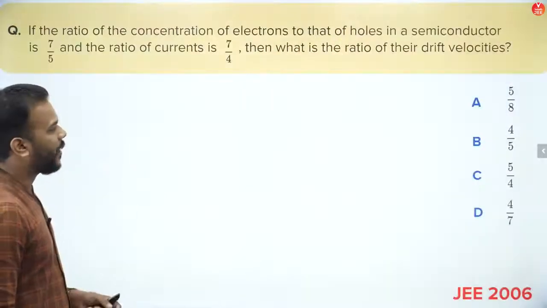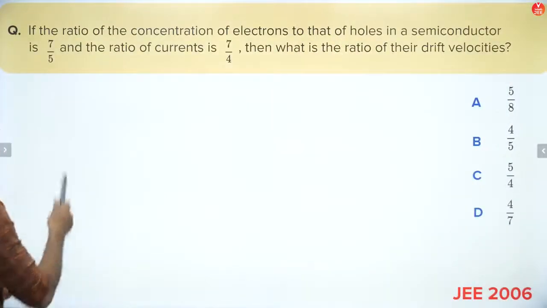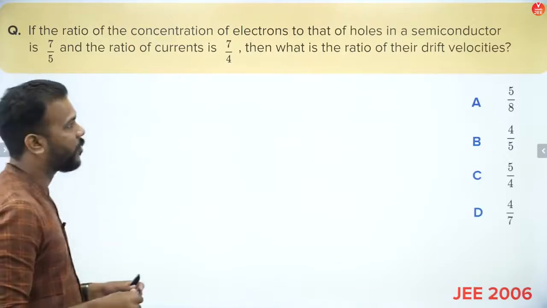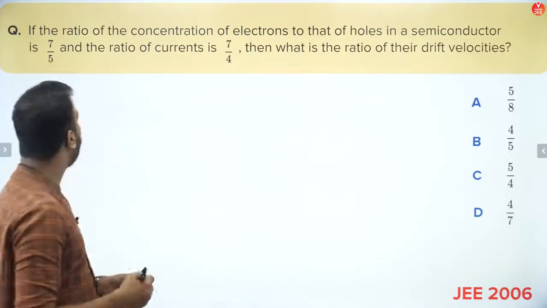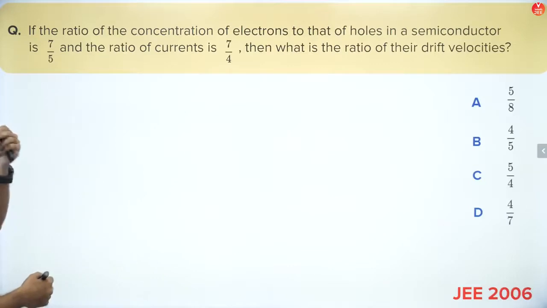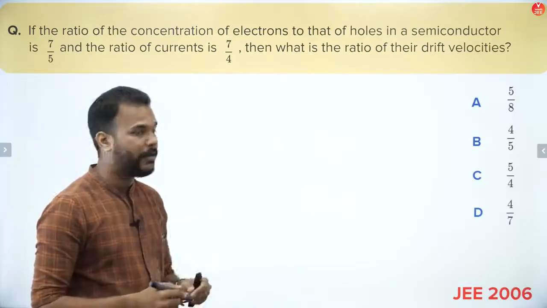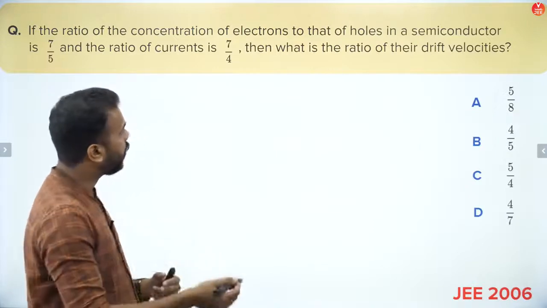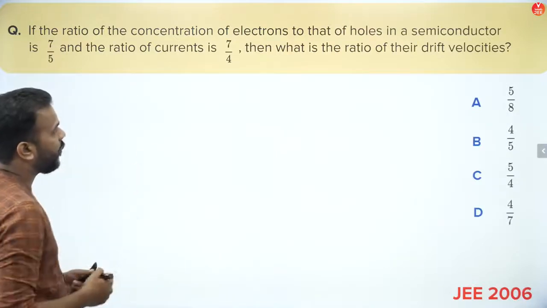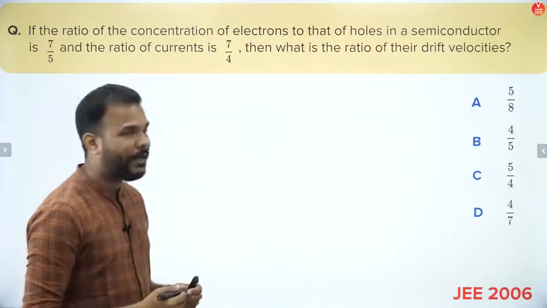Okay, cool guys. Moving on to the next question, it says that if the ratio of the concentration of electrons to that of holes in a semiconductor is 7/5. Okay, so the ratio is given, concentrations, and the ratio of their currents is also 7/5. So current due to electrons to current due to holes has a ratio 7/4. Then what is the ratio of their drift velocities?